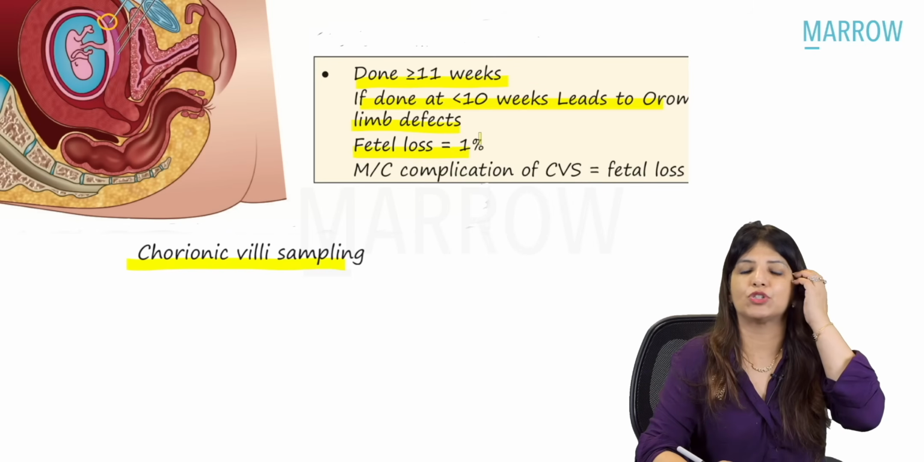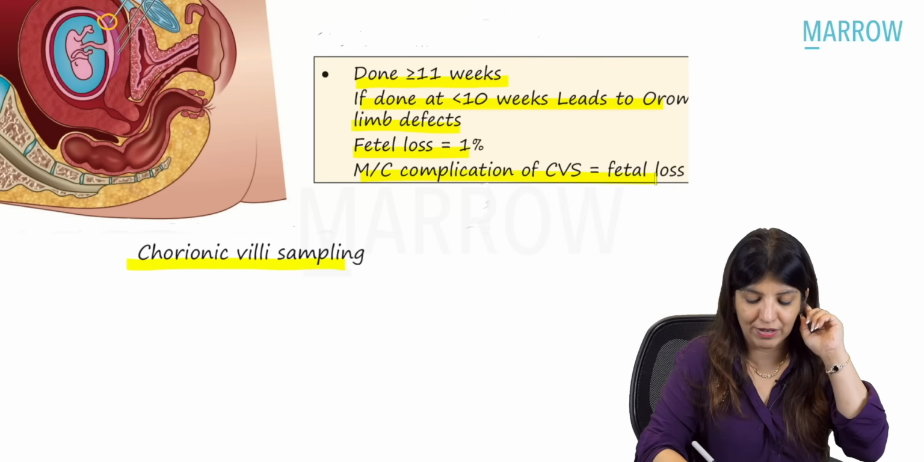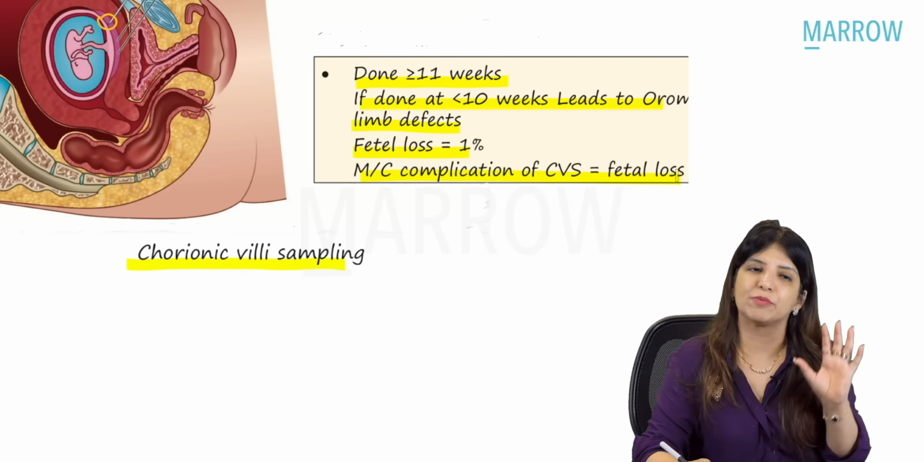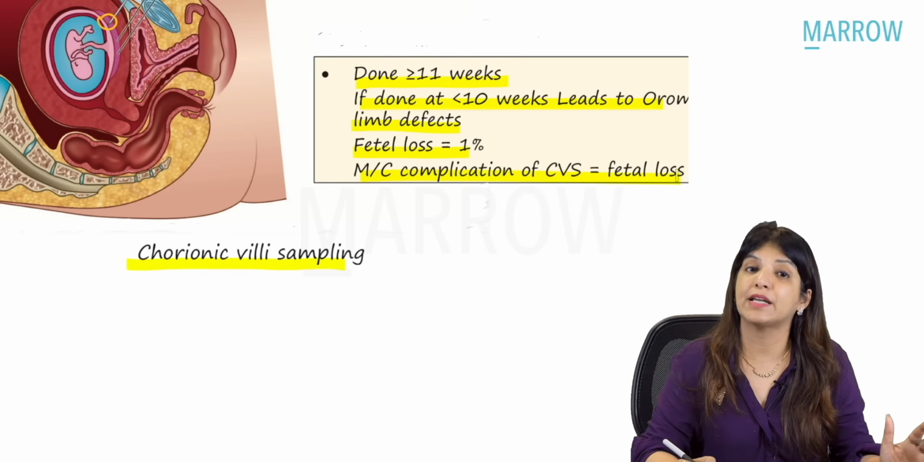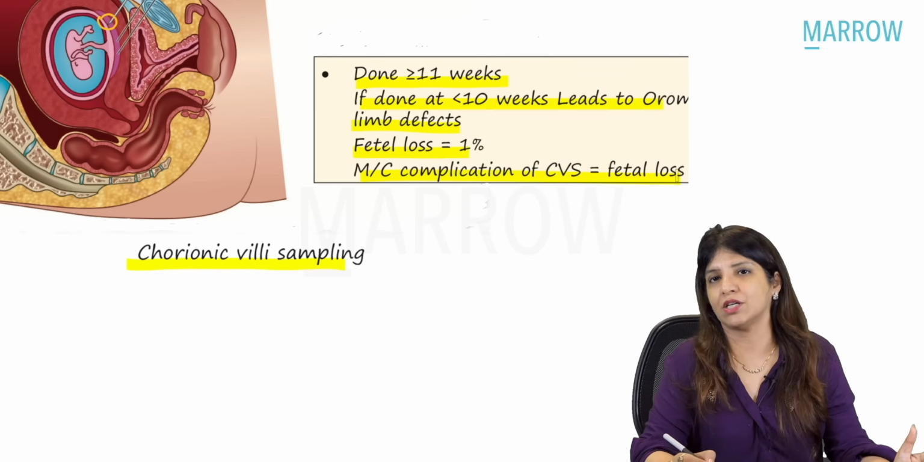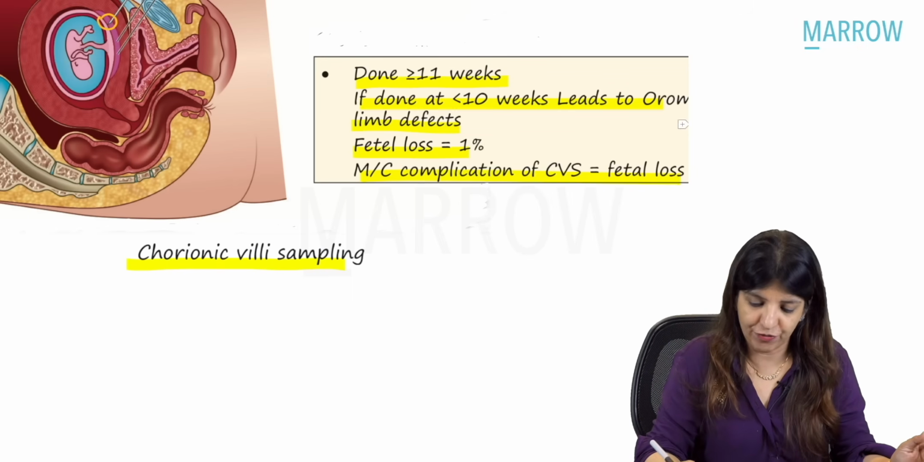If the question is what is the most common complication of chorionic villi sampling, the answer is fetal loss. But if the question is what is the most common complication of chorionic villi sampling done at less than 10 weeks, then the answer is oromandibular defects.